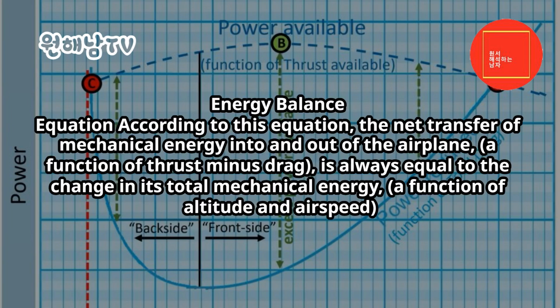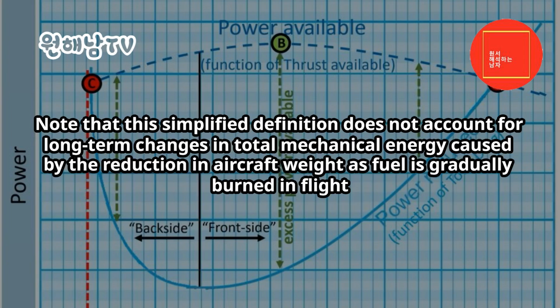Energy balance equation. According to this equation, the net transfer of mechanical energy into and out of the airplane, a function of thrust minus drag, is always equal to the change in its total mechanical energy, a function of altitude and airspeed. Note that this simplified definition does not account for long-term changes in total mechanical energy, caused by the reduction in aircraft weight as fuel is gradually burned in flight.